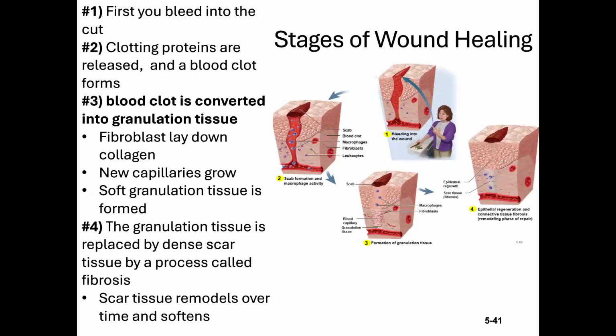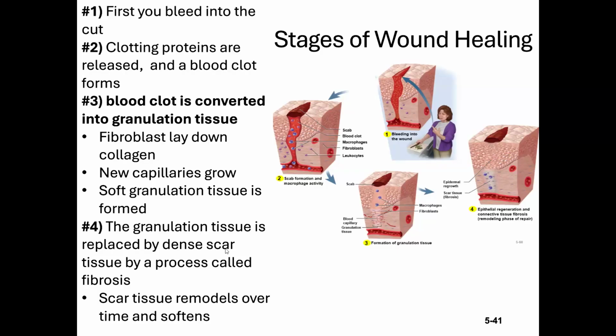So when you have an injury, what's happening? First, you have a bleed into the wound, and then that bleed will clot. So you have a clot, and the clot is later converted into something called granulation tissue. So what's happening in the granulation tissue? Inside the clot, there are a lot of fibroblasts being produced. A lot of capillaries are produced. And then you have what is known as soft granulation, which is a combination of fibroblasts and blood vessels, new capillaries.